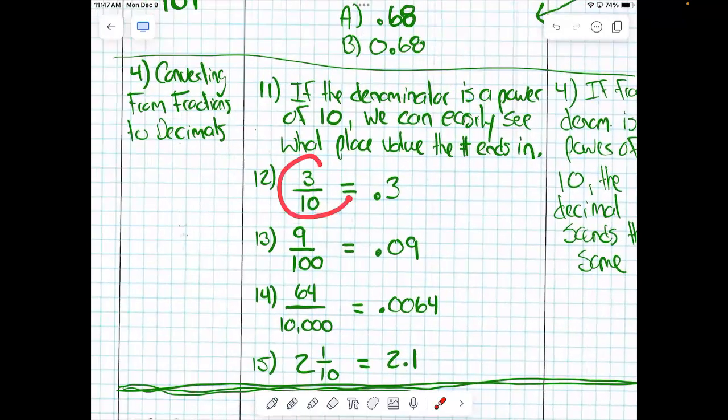Everybody on the count of 3, read this fraction. 1, 2, 3. 3 tenths. Everybody on the count of 3, read this decimal. 1, 2, 3. 3 tenths. If you have a fraction with a power of 10 in the denominator, you can just say the decimal the same exact way, right? Yes. They sound the same. Does this fraction have a denominator that has a power of 10? Yes. So if we say 9 hundredths as our fraction, we would write the decimal as 9 hundredths. The 9 is in the hundredths place, so we'd say 9 hundredths, yes?